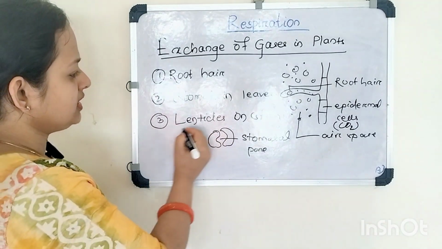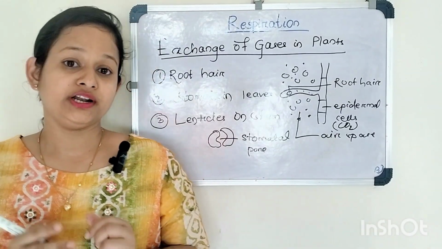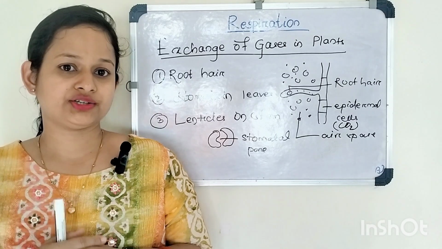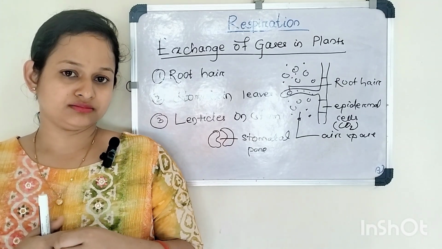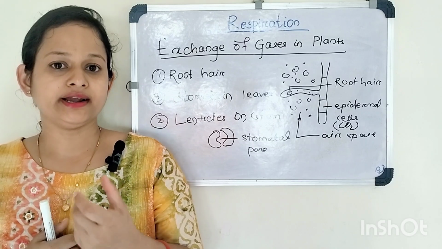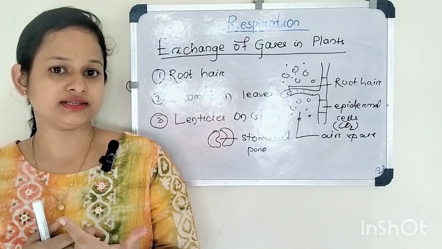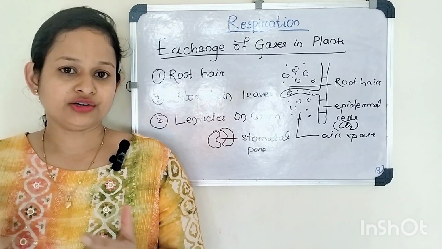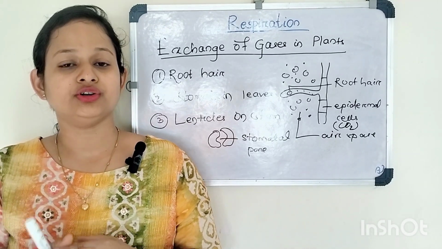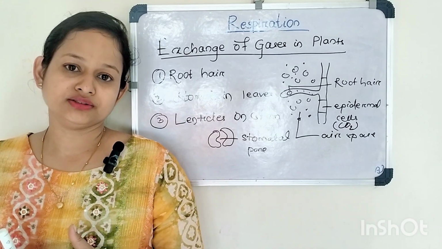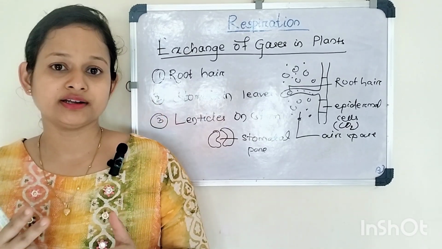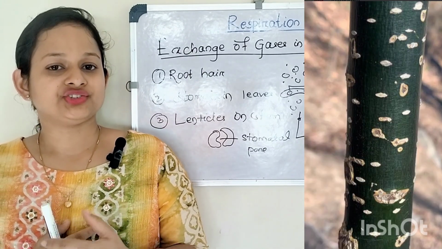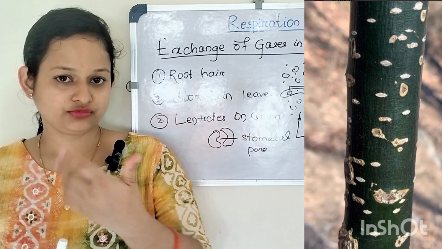So next, come to the lenticels on the stem. The lenticels are lens-shaped pores present on the stem of a plant. If we see some herbs, they have green and tender stems, and these green tender stems contain some stomata which carry out the exchange of gases. But in the case of woody plants, the stem is covered by bark, and on the bark there are some lenticels present, and these lenticels help in the exchange of gases with the atmosphere.